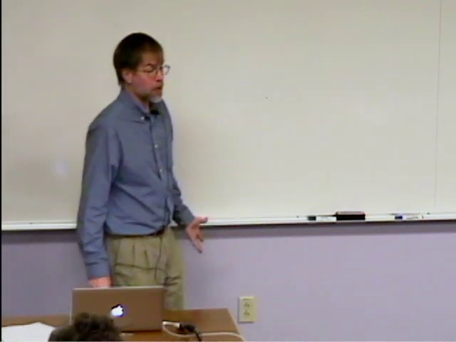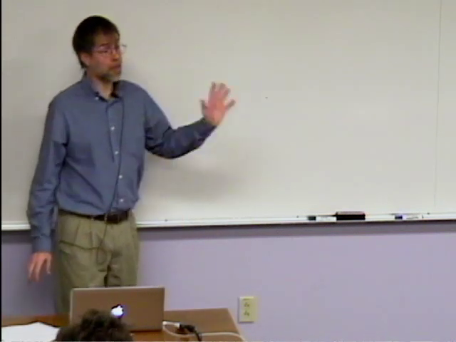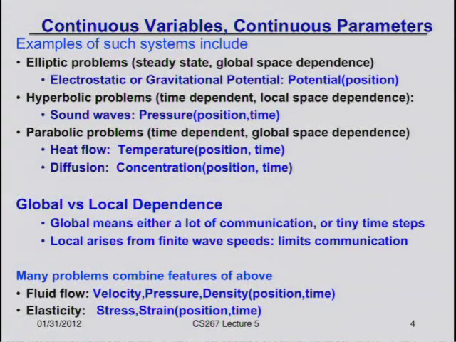Okay, so let me describe the problems I'm talking about. Now everything is continuous. The solution is a function of both space and time. There are three different classes of problems that all parallelize in slightly different ways. They come up over and over again. They're called elliptic, hyperbolic, and parabolic equations. For elliptic equations, think gravity or electrostatics. There's a constant answer, which is the gravitational or electrostatic potential. It depends on space, not time.